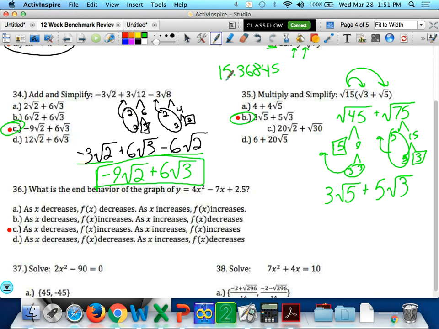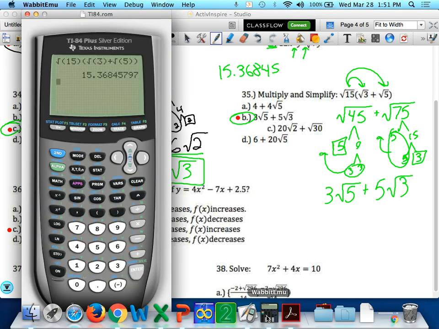Okay? We would test option A. If we go to plug option A in, option A is 4 plus 4 on the square root of 5. So this is me doing this problem without doing any of this work I did in green. Well, I plugged in option A. It's not the exact same, which means it's not the multiplied, simplified version of this. Okay? Didn't work. I plug in option B. Option B was 3 on the square root of 5 plus 5 on the square root of 3.